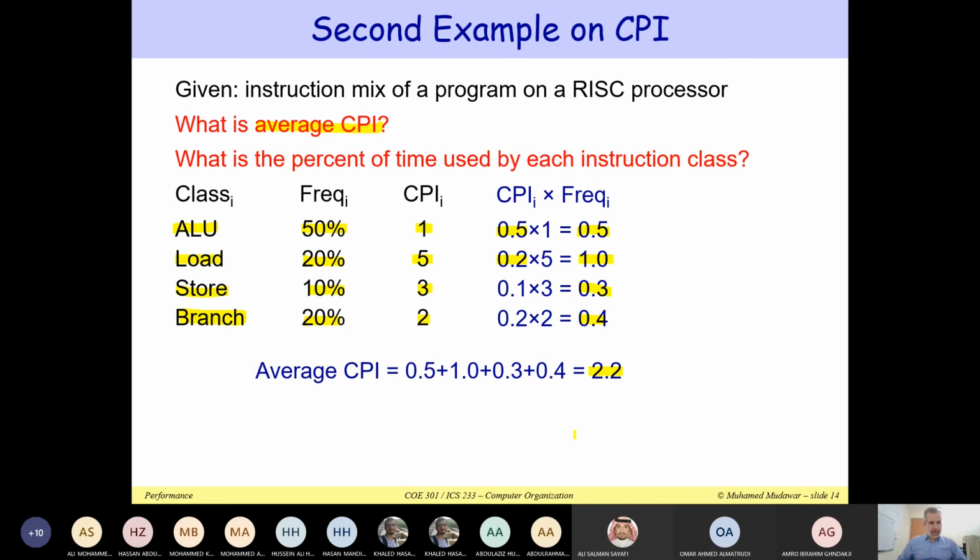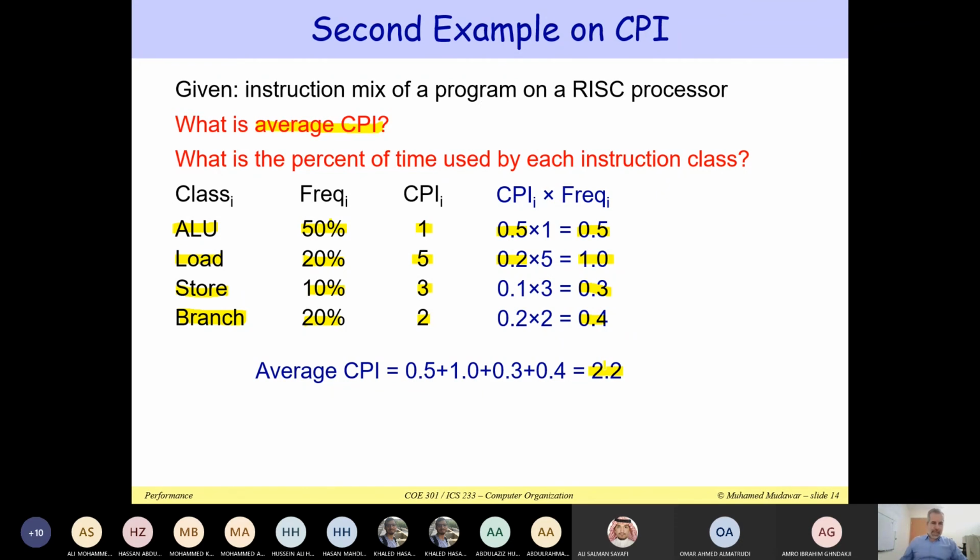So again, it's simple. Assume that we have 100 instructions. 50 will be ALU, 20 will be load, 10 will be store, and 20 will be branch. If you multiply the count by the CPI, this will give you the number of clock cycles. And then when you add them up and divide by 100, it's the same thing as multiplying 0.5 by 1, 0.2 multiplied by 5, and all the way to 0.2 multiplied by 2, and then just adding them up. That's the same thing. So that's the average CPI.